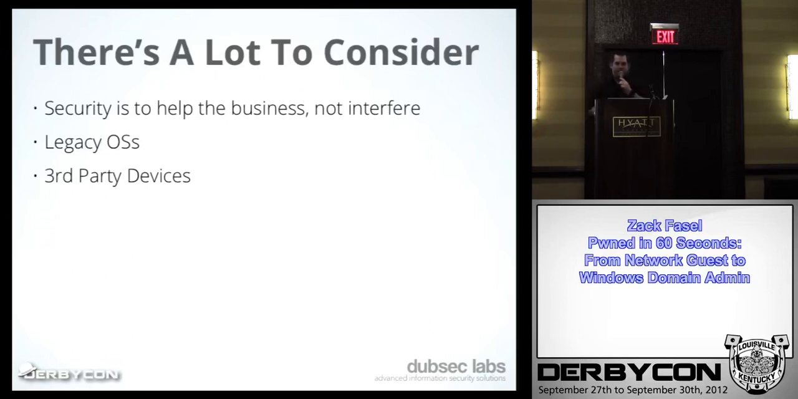But before we fix anything, especially in corporate environments, we have a lot to worry about. First of all, security is here to help and not interfere. As much as we want to interfere, it's not our job to make their lives a living hell to the point where they can't get their job done. As well as we have legacy OSs, including Windows 2000 still. Please upgrade. But people still have Windows 2000 in their environments and they can't upgrade. It's business, right? They don't have support for everything, as well as third-party devices that may not support SMB signing and all this other stuff.